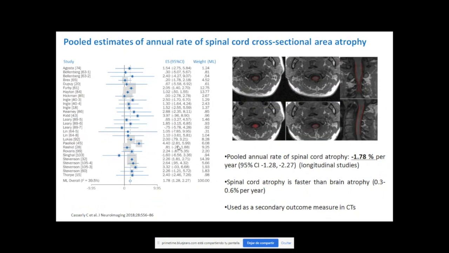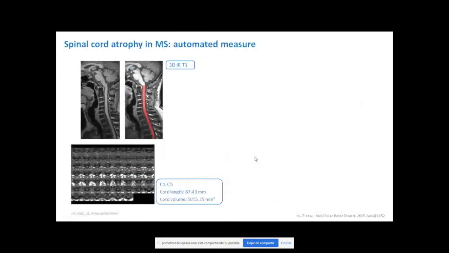And this means that we have the option to be more sensitive in detecting changes over time. And in fact, nowadays, spinal cord atrophy is used as a secondary outcome measure in clinical trials, particularly in trials that include progressive MS patients. So how can we measure the spinal cord atrophy?